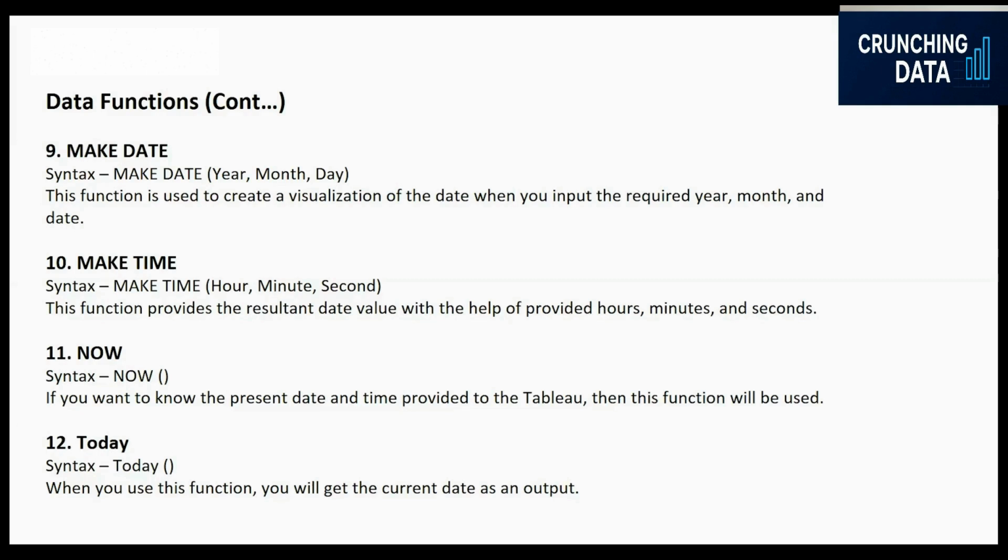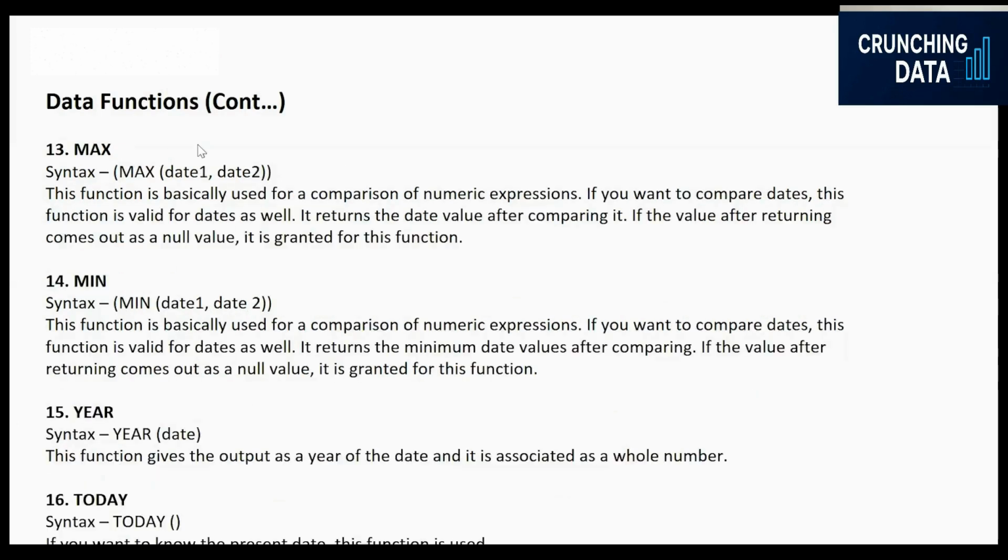So what is the difference between now function and today function? The basic difference between them is that now function gives you the time as well, while today gives you only the date. The 13th is the max function. We have already seen the max function when we were talking about the string functions as well as the number functions. In date function, max function would be useful when you want to find out which is the maximum of two dates. So let's say if you are comparing the birth dates of two people and you don't know how to calculate that, you'd be using the max function and it would reflect only the maximum.